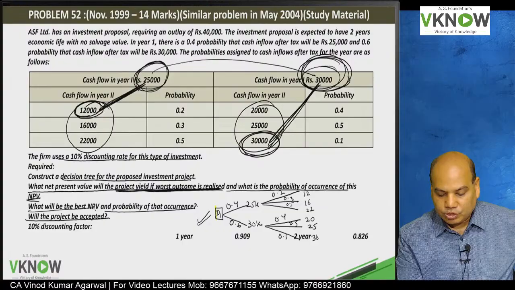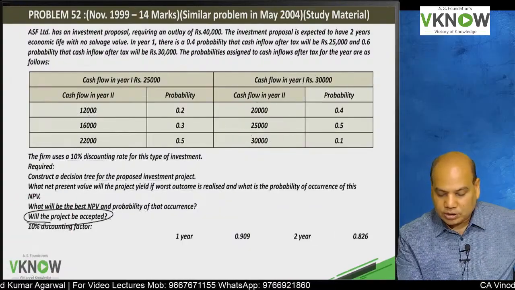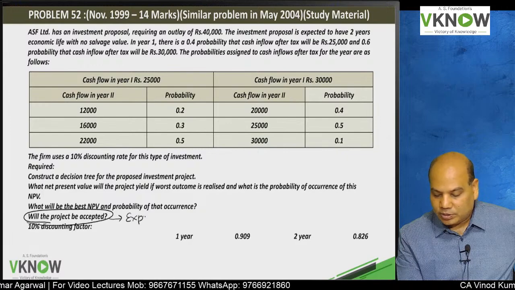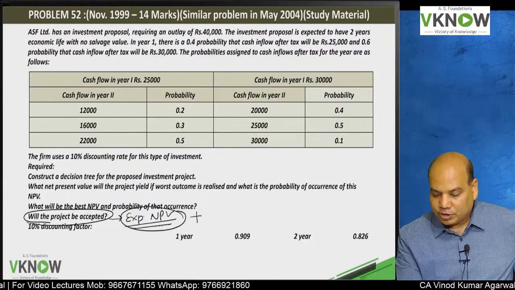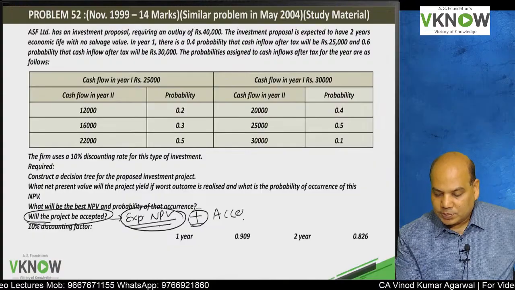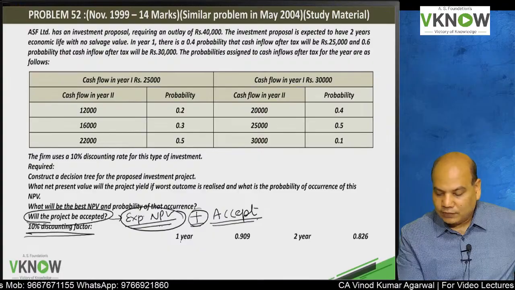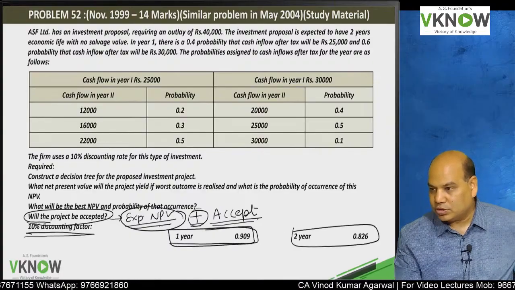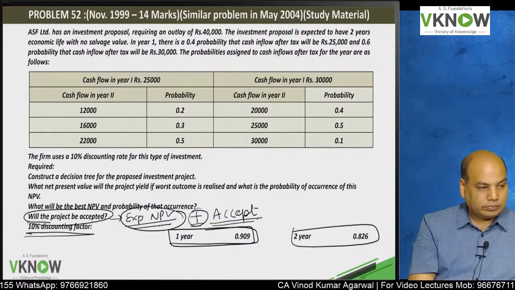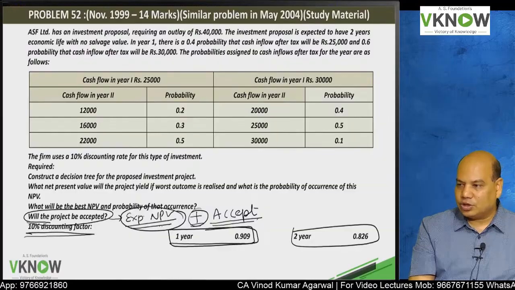Third question, will the project be accepted? Will the project be accepted means I have to find the expected NPV. And if my expected NPV is positive, I will say accept. If the expected NPV is negative, I will say reject. And the discounting factor is given. For year 1 take 0.909, for year 2 0.826. This question seems a little complicated, but actually it is very easy.